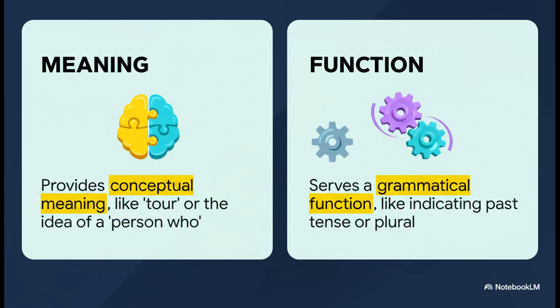Yeah, so that definition kind of splits into two big jobs. A morpheme can either carry actual concrete meaning, like the idea of tour or a person who does something, or it can serve a purely grammatical function. Things like telling us if something happened in the past or if there's more than one of an item. Both jobs are totally crucial.